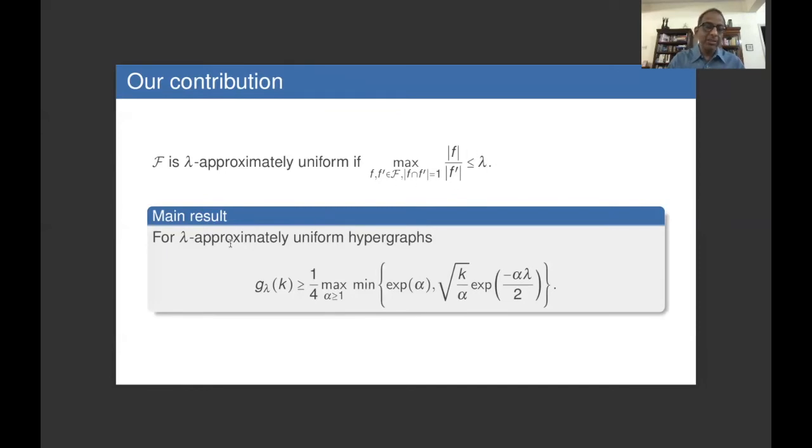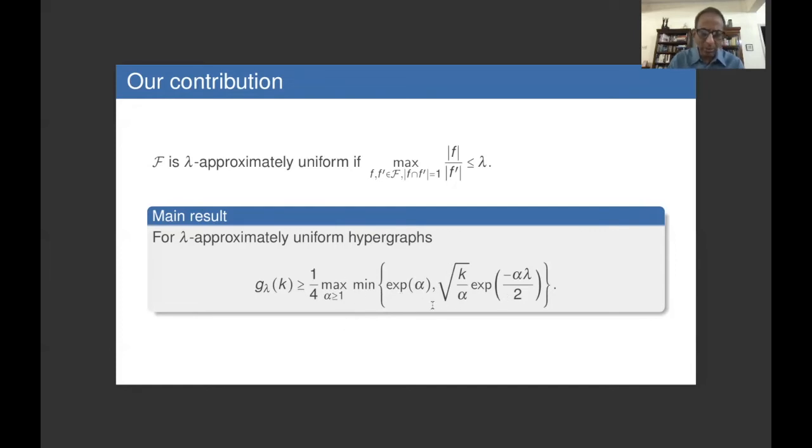Under this assumption that your hypergraph is lambda approximately uniform, it doesn't have to be uniform, it is approximately uniform, then we get better bounds on this quantity G of K. That is, hypergraphs which have an even larger number of edges can be two-colored. I would like to use the remaining time to explain how this result is obtained. But before that, let me give you some examples of parameters that arise out of this expression.